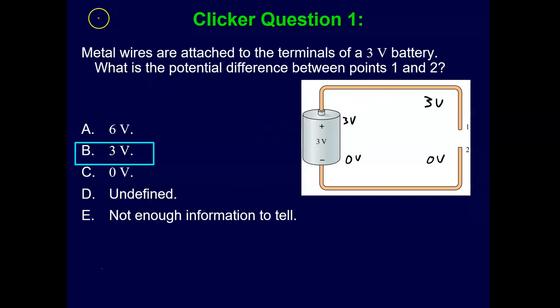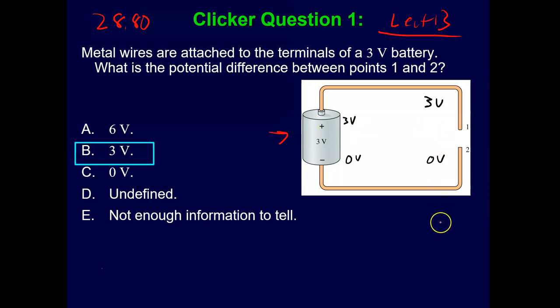I had a question, a couple of people asked this actually, about problem 2880. So I wanted to go back and reference this. This is from lecture 13 on capacitors. We had a clicker question that said, metal wires are attached to the terminals of a 3-volt battery. What is the potential difference between points 1 and 2?